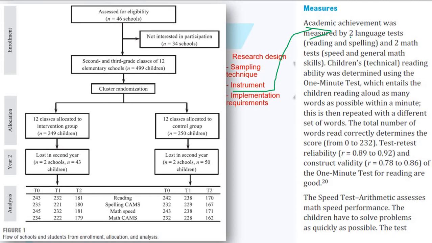They have given 2 language tests and 2 math tests. The language tests focus on the reading ability and the spelling ability, while the 2 math tests focus on the speed of problem solving and the general math skills. Okay, and these are the instruments they have used, like a 1-minute test, and they also report how the reliability is. Yeah, they use test and retest reliability. Okay, so this is their instrument.